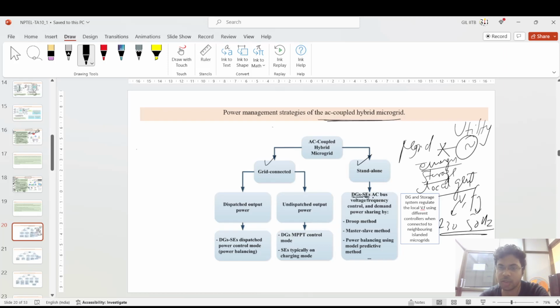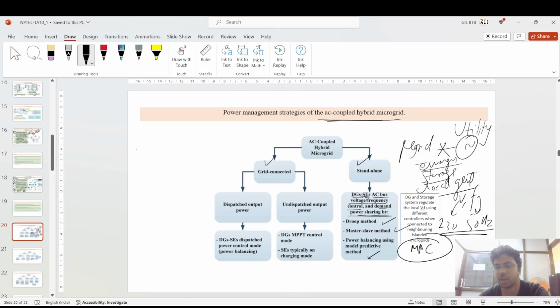Here the DGs are the distributed generation, and SC is the storage equipment. The AC busbar voltage and frequency can be controlled, and the demand power sharing is done by droop control or master-slave power balancing using an MPC based method. So there are certain control strategies by which you can generate the power and optimally utilize it.